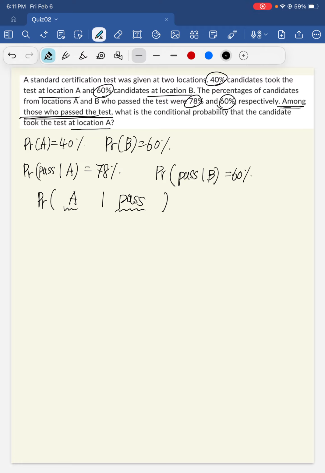So we are going to use the tree method. Assume that 1,000 people take the test, right? And we know 40% take it at A and 60% take it at B. So we will divide 1,000 people into two groups. 40% is 400. So out of 1,000, 400 people took the test at A and 600 took the test at B, according to the unconditional probabilities, right?